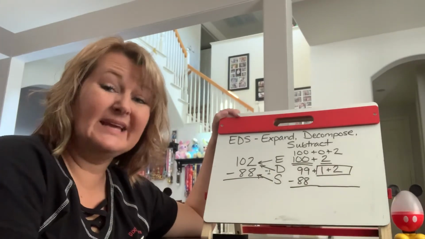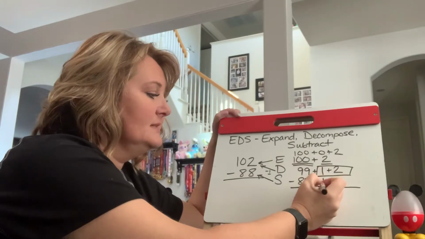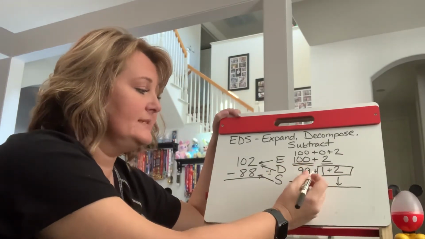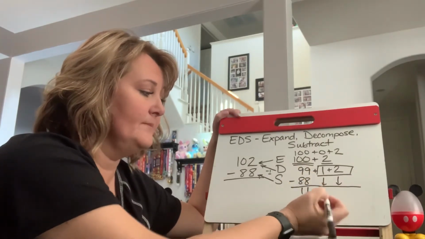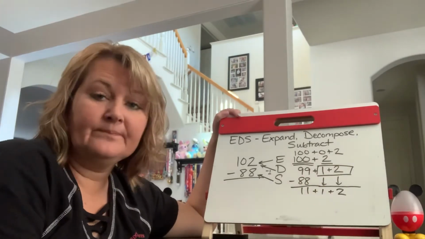Extend my line, again, to remind myself not to forget that elevator, because these are going to have to come down. Now we're going to subtract straight down, and we have 9 minus 8 is 1. Now I can bring down my elevator.